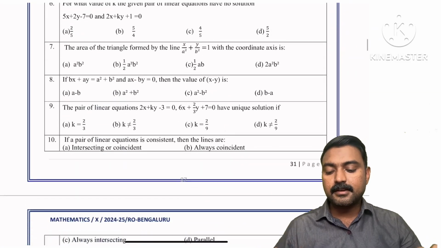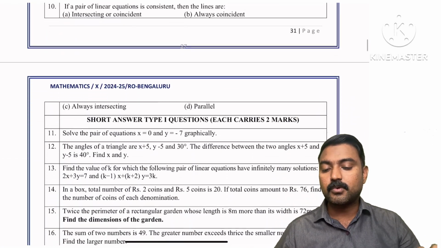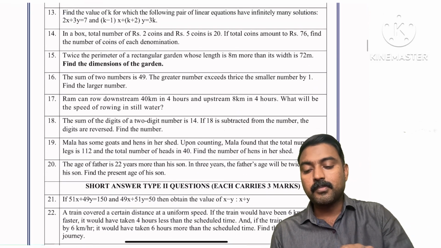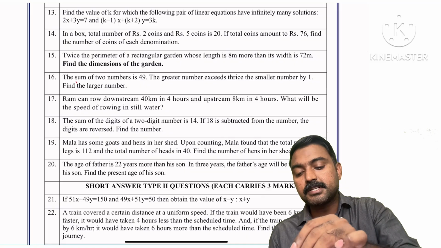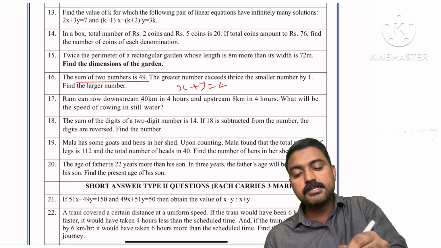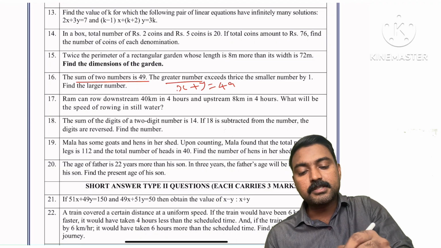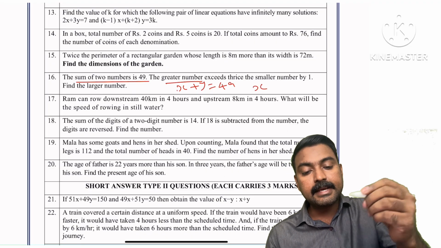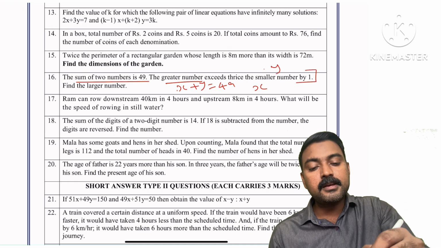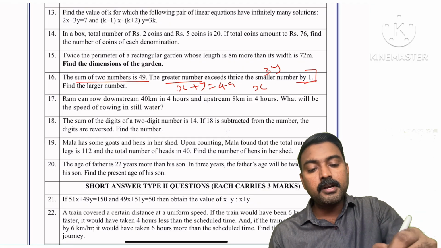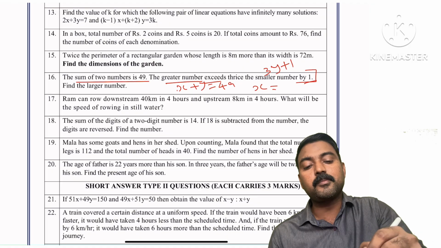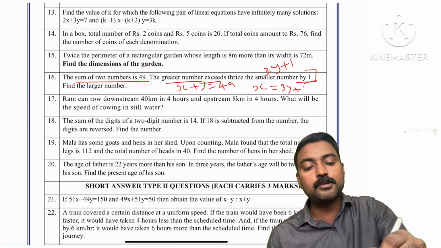Similarly, many questions are there, and at last we can expect some questions from word problems. You can see here the sum of two numbers is 49. One number is x, the second number is y. Their sum is 49. Now the greater number, suppose x is the greater number, exceeds thrice the smaller number by 1. The smaller number is y, so thrice the smaller number means 3y, and exceeds by 1 means 3y plus 1. So you get the equation x is equal to 3y plus 1.